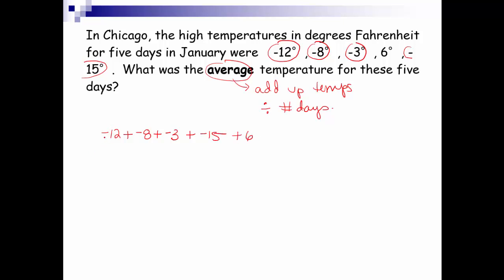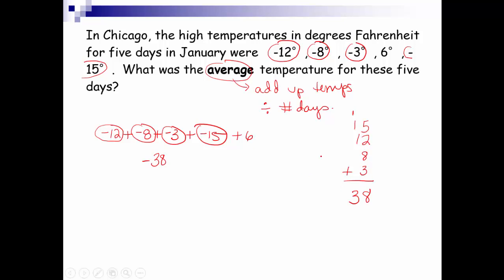Because all of these signs are the same, I'm just going to find the sum. So I'm going to add up all of my negatives together. 12, 8, 3, and 15. I'm going to go ahead and add those all together. 8 and 3 is 11, 12, 13, 13 and 5 is 18. 1, 2, 3. So that's 38. So when I add up all my negatives, I get 38. So that's a negative 38.